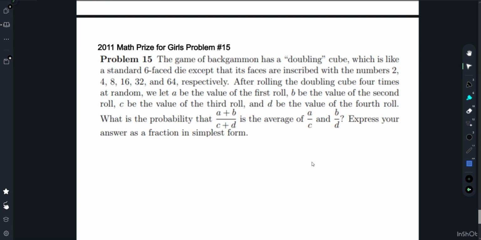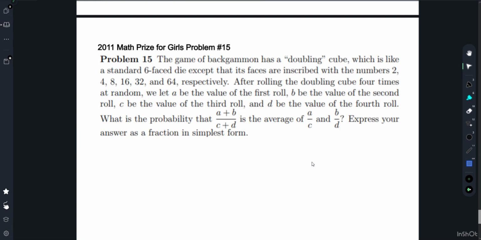After rolling the doubling cube 4 times at random, we let A be the value of the first roll, B be the value of the second roll, C be the value of the third roll, and D be the value of the fourth roll. What is the probability that (A plus B) over (C plus D) is the average of A over C and B over D? Express your answer as a fraction in simplest form.